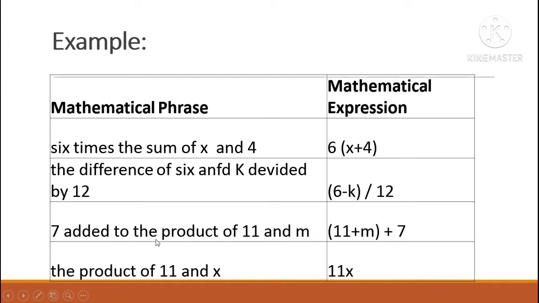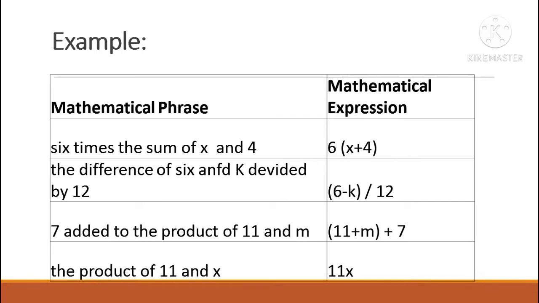Next one: 7 added to the product of 11 and 7. So, first, pwede natin sabihin na 7 plus the product of 11 plus 7. Pwedeng baliktad, pero pwede din ganyan. So, yung pagsamahin natin muna yung product daw. Okay, so, yung product ay of 11 and 10. So, and, yun yung magiging plus natin.